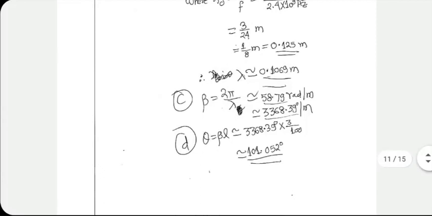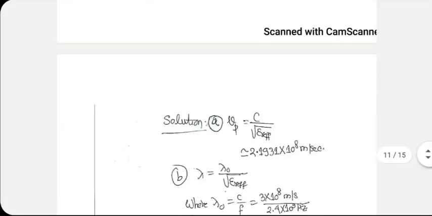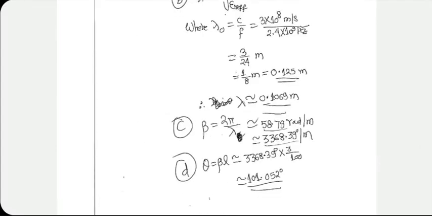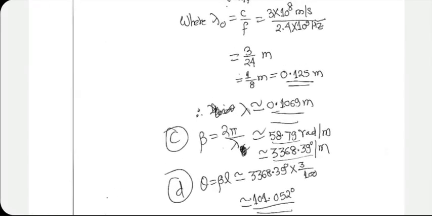Beta is 2 pi divided by lambda. That's one way. You can also calculate Vp equal to omega by beta. From there also you can calculate beta. Either way, it should be the same answer. So beta turns out to be 58.79 radian per meter, or lot of degrees per meter.